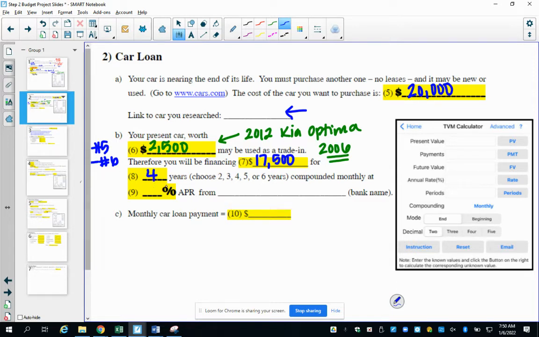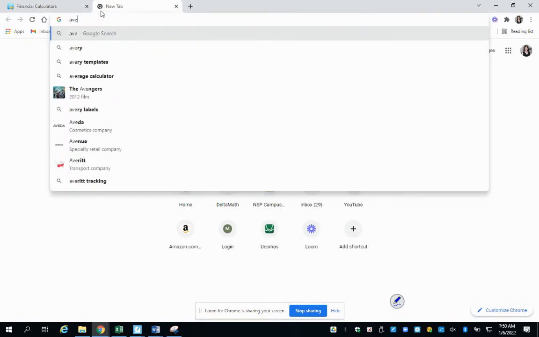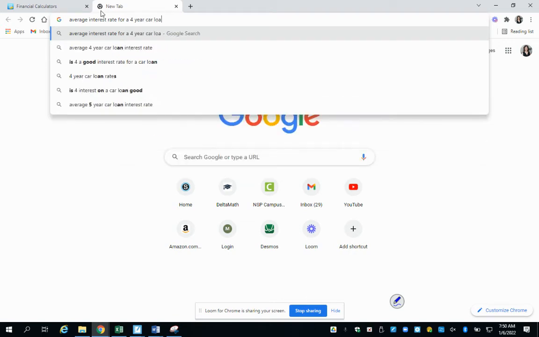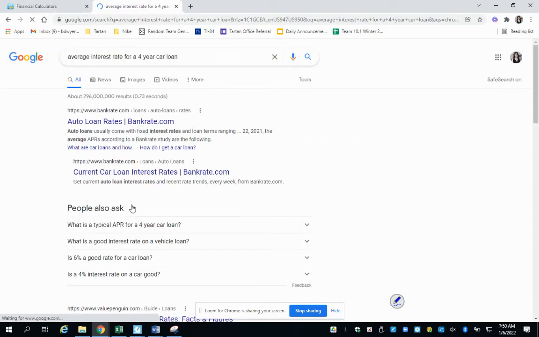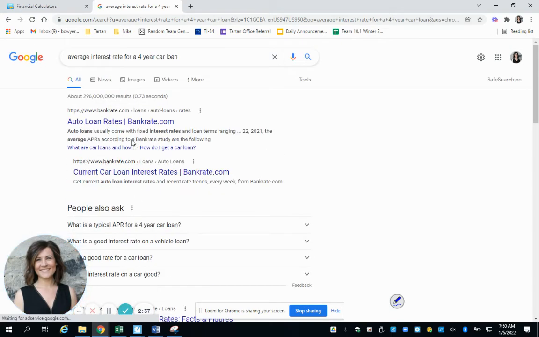And then Google whatever the interest rate is for cars. Okay, for a 4-year loan. So whatever you picked. Okay, so Google something about that. So we could do that right now. Okay, so let's do average interest rate for a 4-year car loan. And it'll just tell you some different amounts. So let's see.